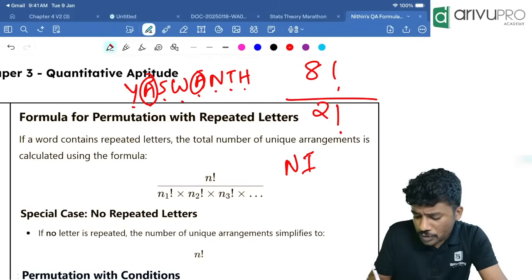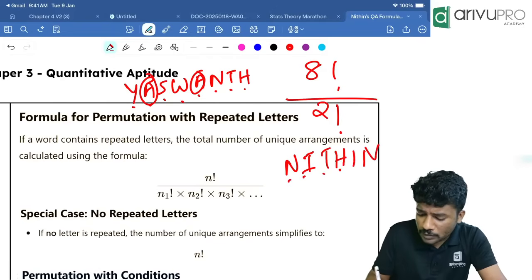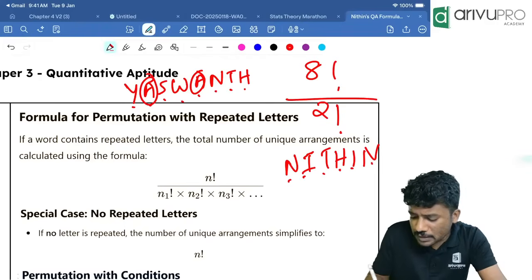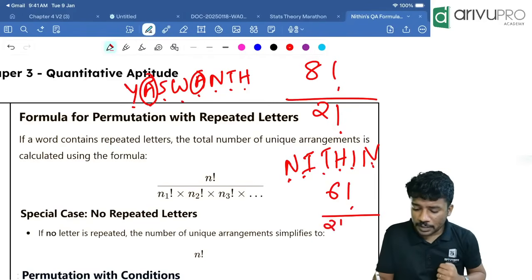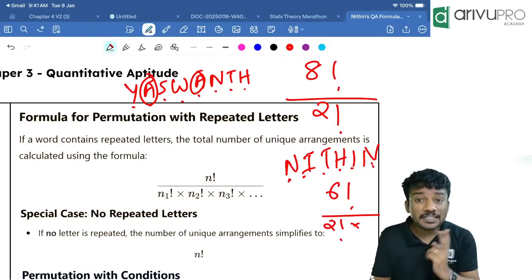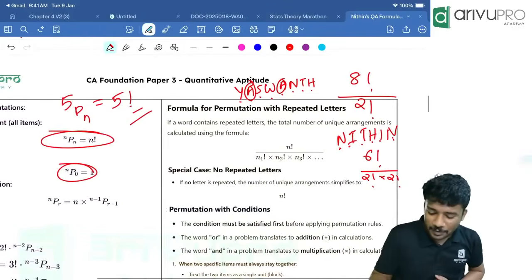What if the question is my name, Nithin? How many letters are there in total? 1, 2, 3, 4, 5, 6 letters are there in total. 6 factorial divided by, N is repeated 2 times, that means 2 factorial, into I is repeated 2 times, divided by 2 factorial. So you can write it that way, people.